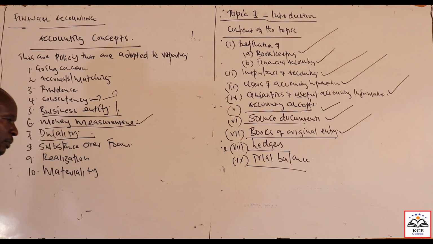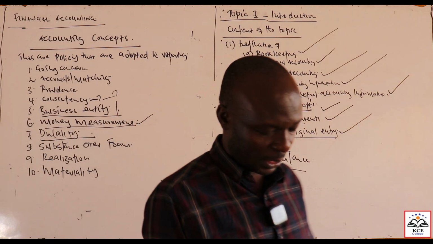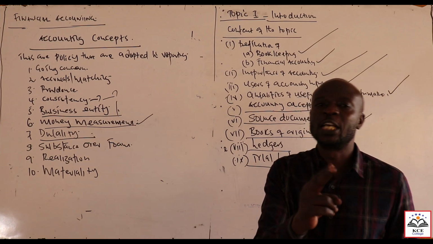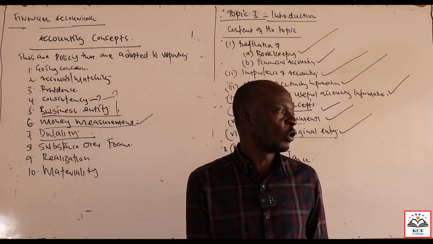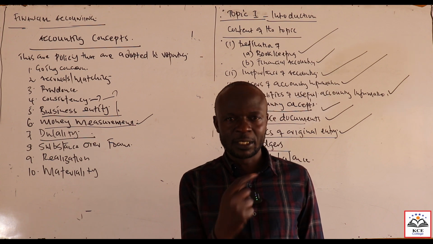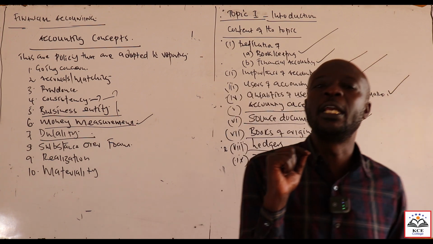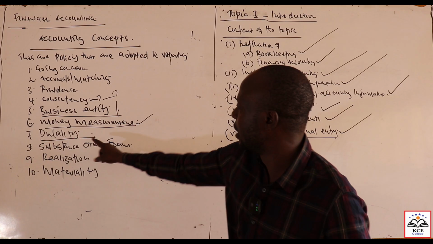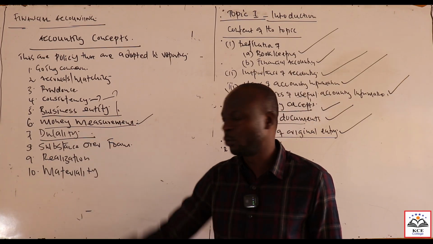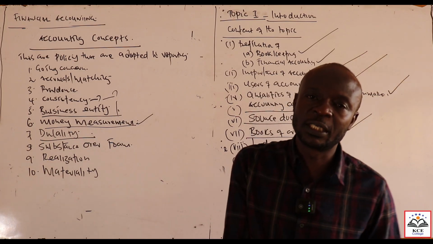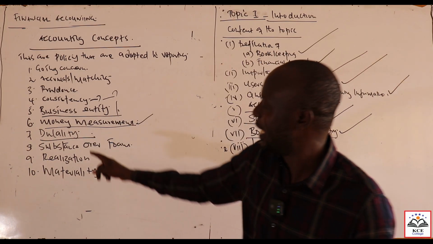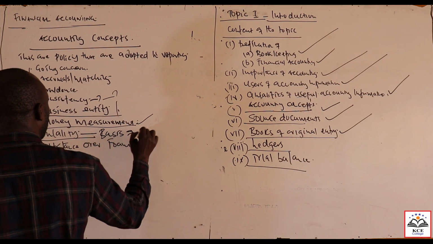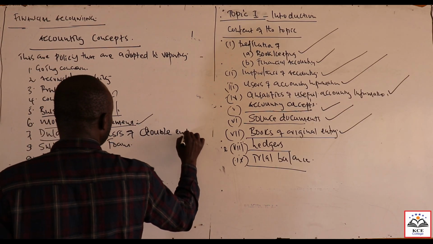Then number 7 is what we call duality. Duality simply means that every business transaction is twofold, and that is the basis of double entry recording of transactions in accounting. We'll learn what double entry means, but at this point, just for the purpose of understanding duality, it means every business transaction has to be twofold, and that is the basis of double entry.